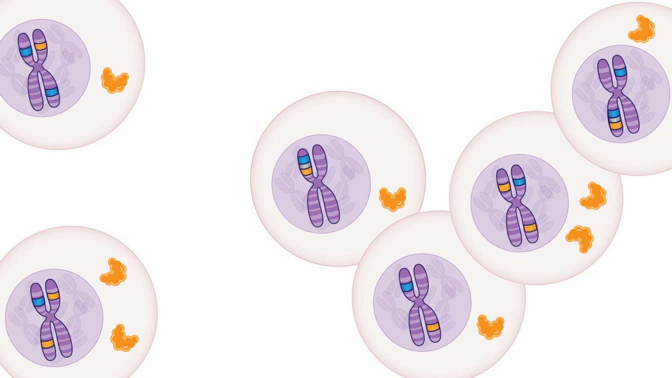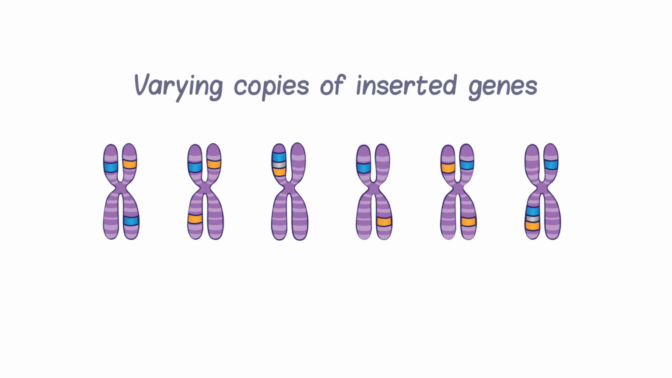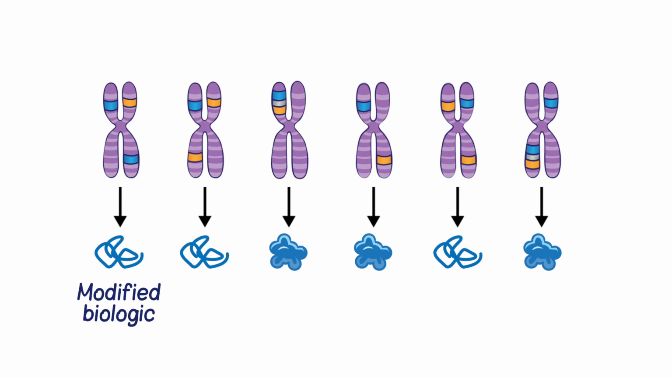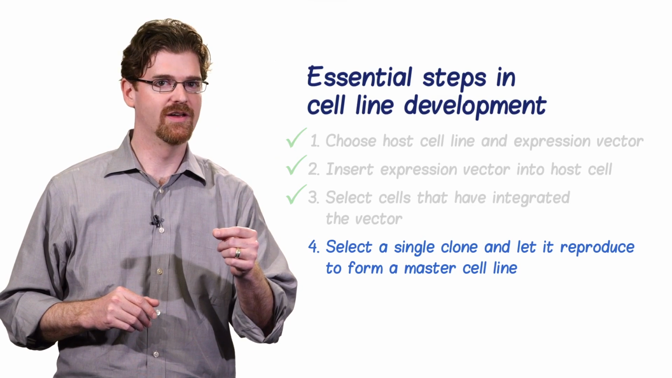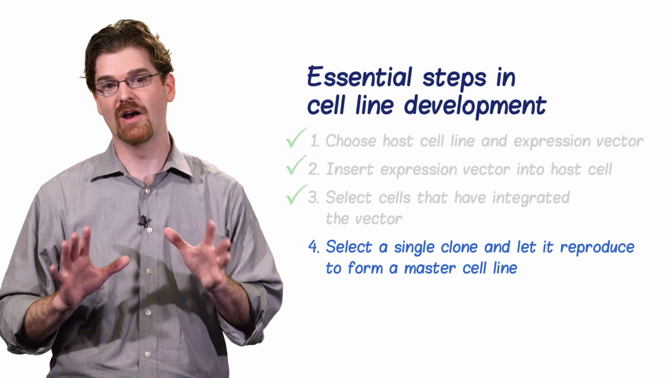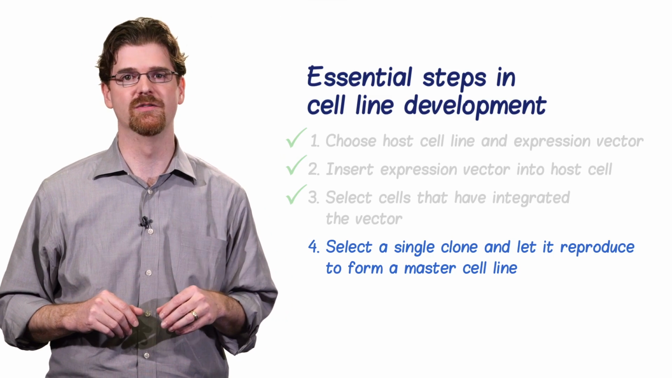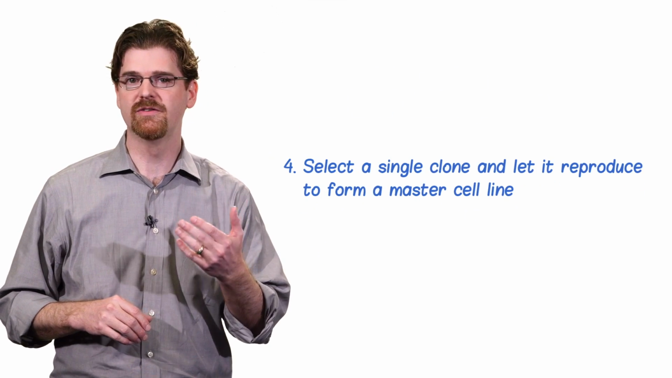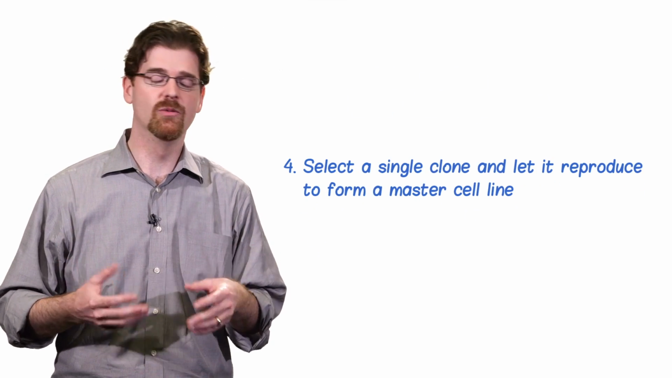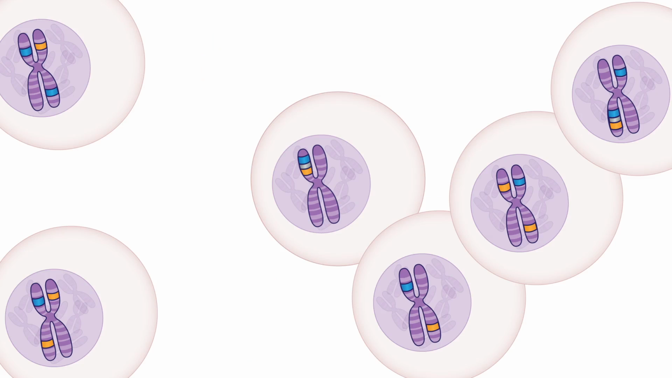This selection process ensures that all the surviving cells have taken up the vector, but some might have more copies than others, or may have modified the biologic by deleting it or truncating it. So we need to choose one cell, a single clone that produces our target biologic most effectively and with the best quality. Once we've chosen that one cell, we'll allow it to reproduce and we'll have our master cell line.